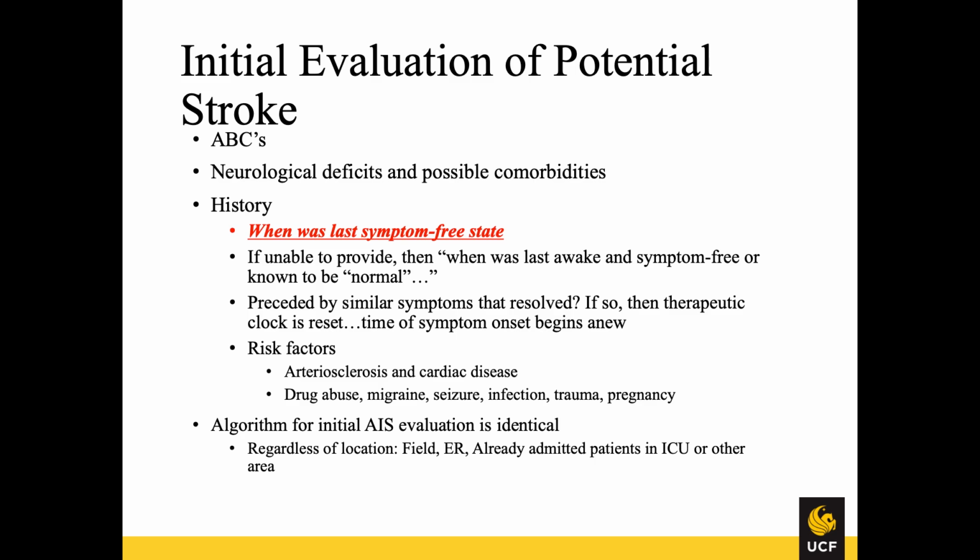The ABCs of stroke evaluation are very important. Airway, breathing, circulation, obviously, neurologic deficits and possible comorbidities. Most important question you can ask when getting your history: when was the patient last symptom free? If they're not able to tell you that, then when was the last awake and symptom free, or when were they last known to be normal? Very important, probably the most important question you can ask, because that is going to provide to you the time measurement that you're going to need to start the clock.